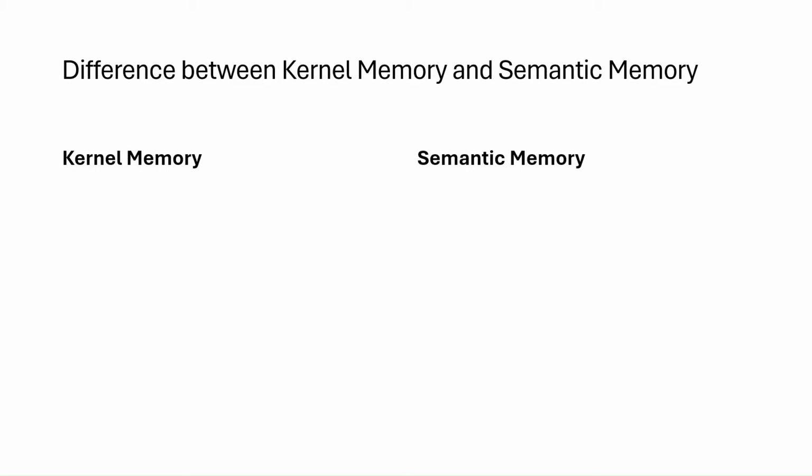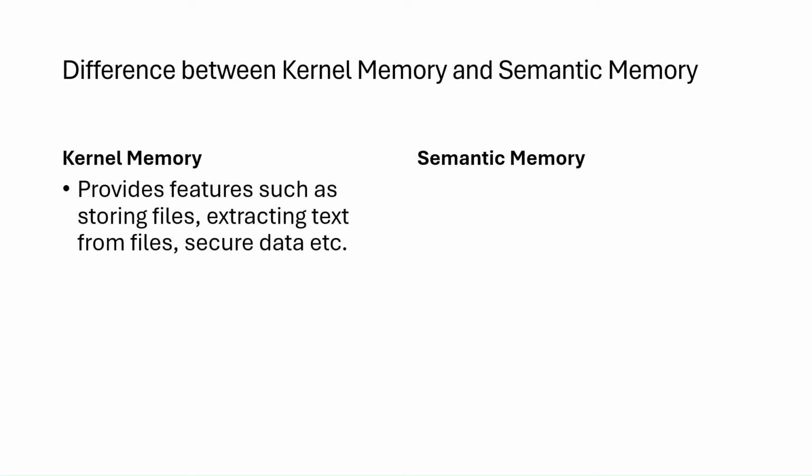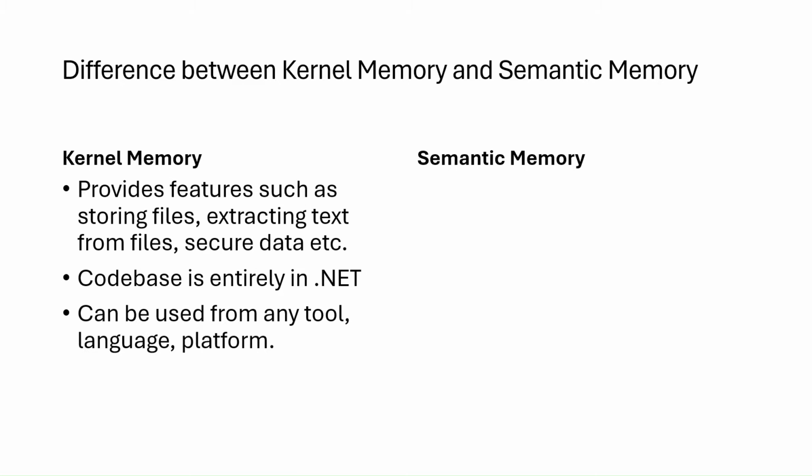Now, before we go into Kernel Memory a little bit deeper, we'll talk about the differences between Kernel Memory and semantic memory. So, Kernel Memory is a service that was kind of built on the feedback received and lessons learned from developing the semantic kernel project and also semantic memory. It provides several features that otherwise we'd have to develop manually, such as storing files, extracting text from those files, providing us a framework to actually secure our data, etc.